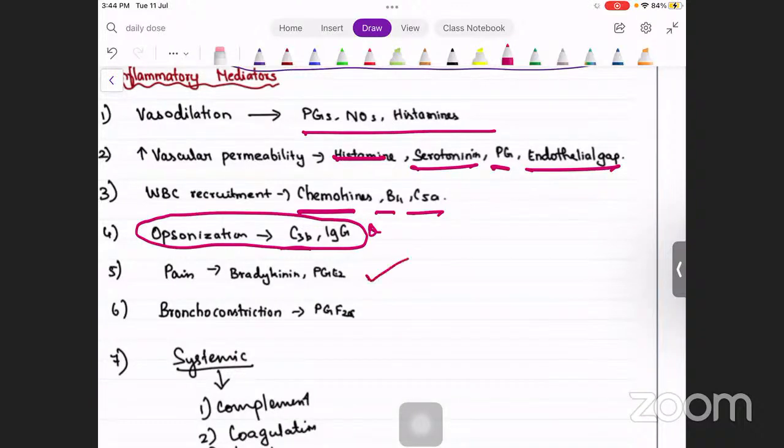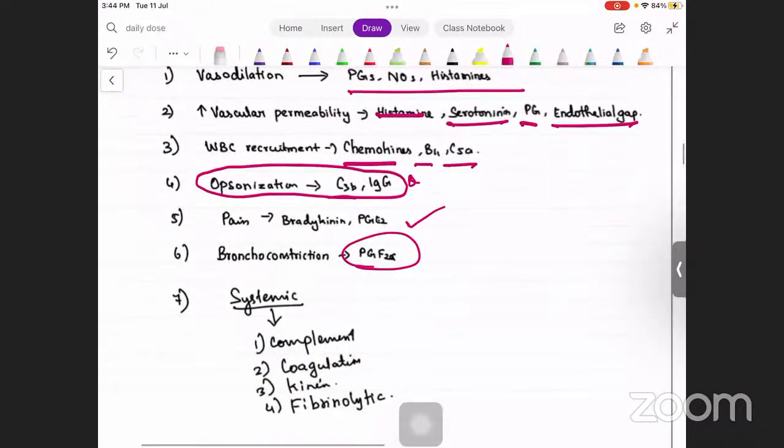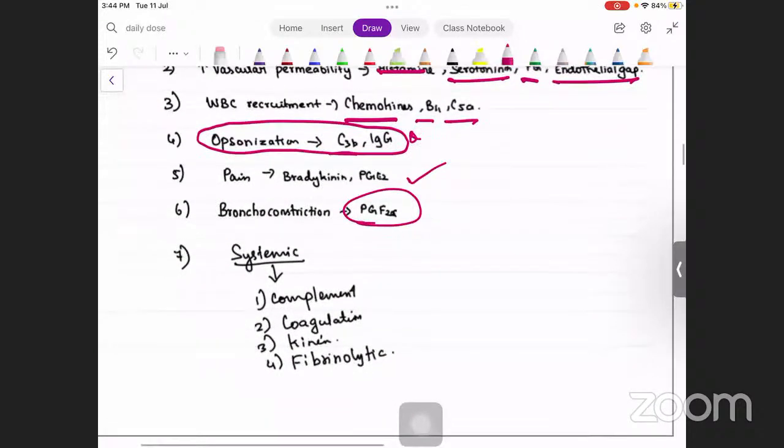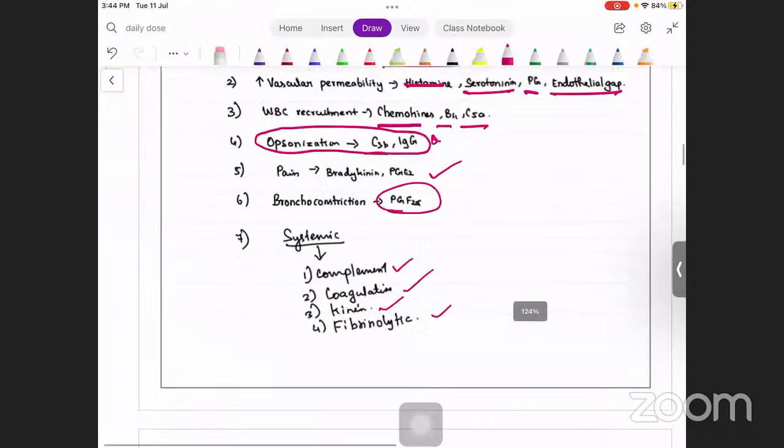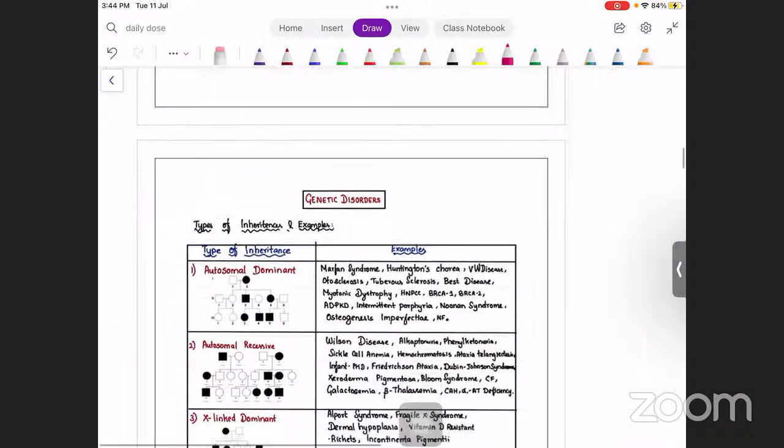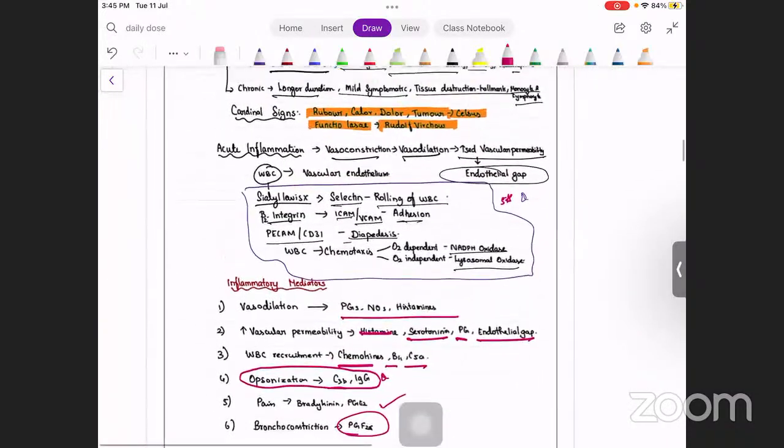And pain: bradykinin and prostaglandin E2. Pain, bradykinin and prostaglandin E2. And bronchoconstriction is mediated by PGF2 alpha. Then you have systemic mediators like the complement system, coagulation cascade, fibrinolytic system, and kinin system. Okay. Now, this is all about inflammation.